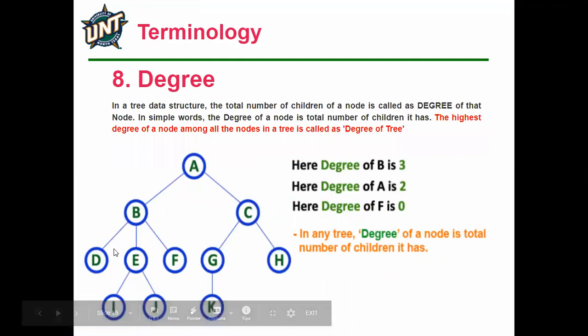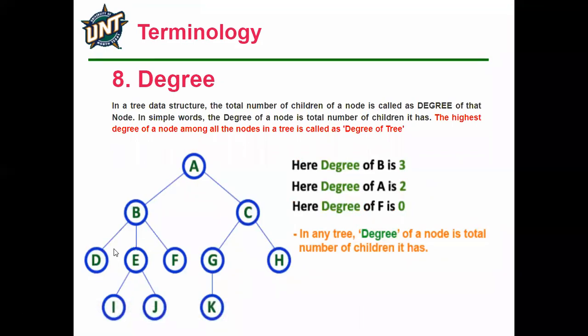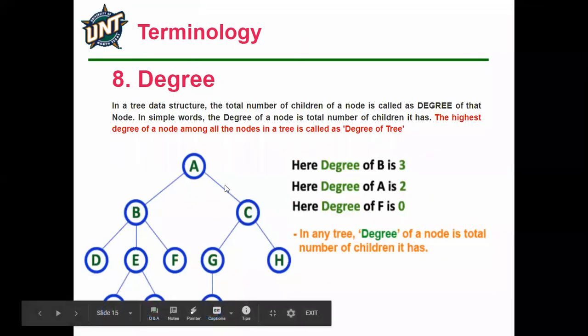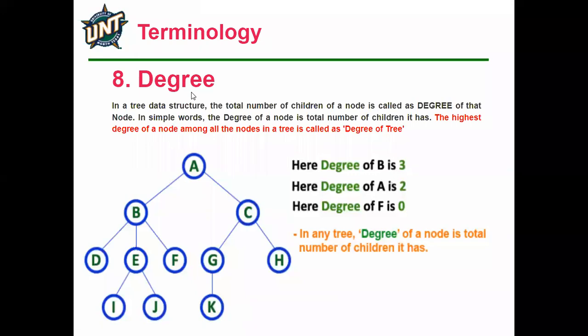Okay, the next point is degree of node. This is a very, very important concept. Here you can understand what a degree is. In tree data structure, the total number of children of a node is called the degree of that node. So you can see, what is the degree of A here? Degree means the total number of children of that node. So the degree of A here is 2. How many children does A have? 2. That's why the degree of A is 2.